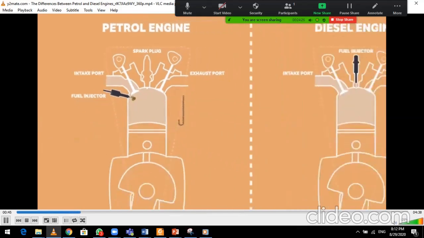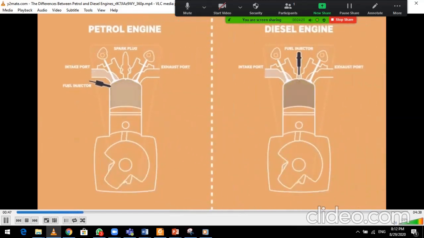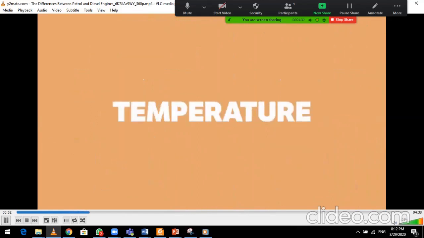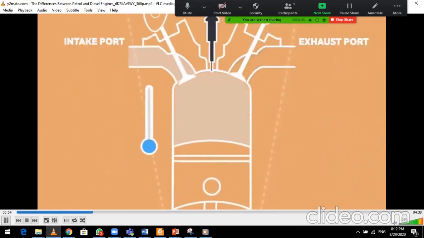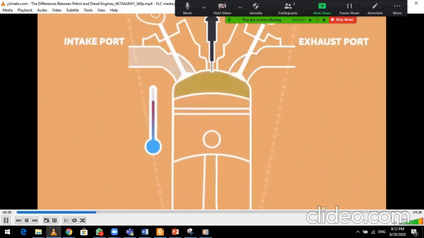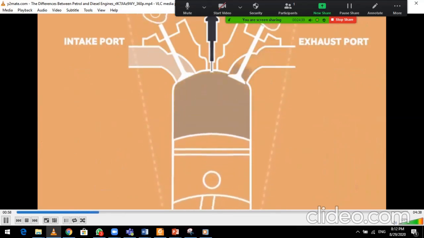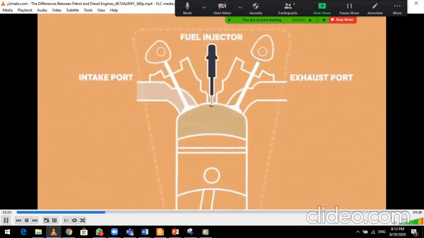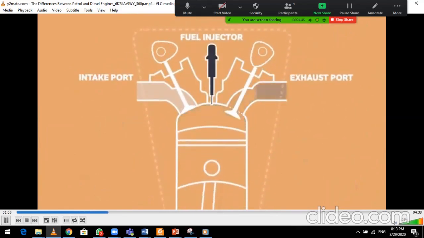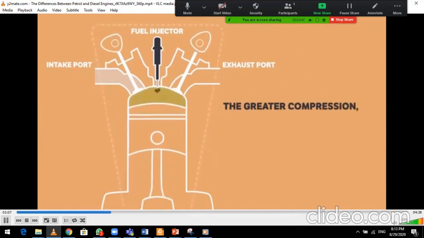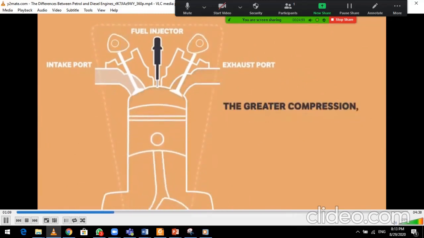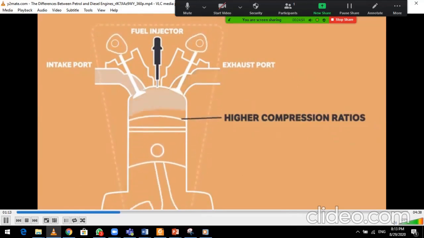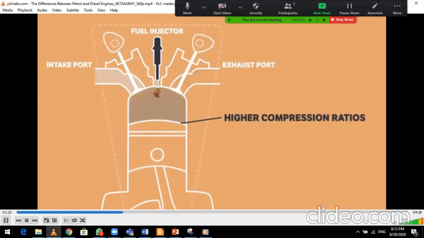Where petrol and diesel engines differ is how they ignite the air and fuel. To understand the difference, we need to understand the self-ignition temperature. This is the temperature at which an air-fuel mixture will ignite without the use of a spark plug, purely due to compression. It's this compression that allows the air and fuel mixture to ignite in a diesel engine without the need of a spark, because the greater the compression, the higher the temperature. That's why diesel engines have higher compression ratios compared with petrol engines that don't compress the air and fuel mixture to the point of ignition.